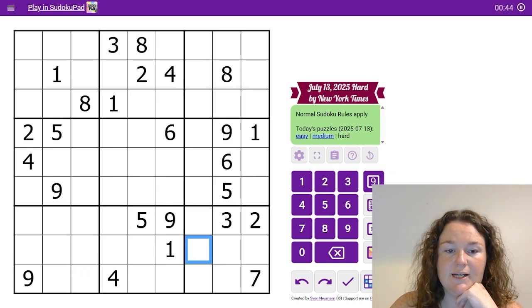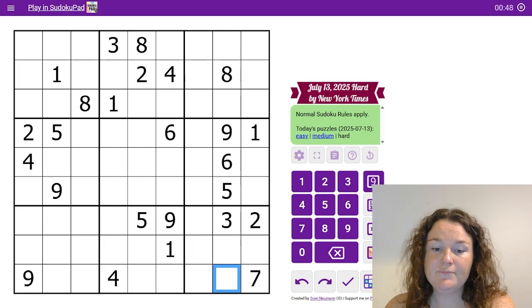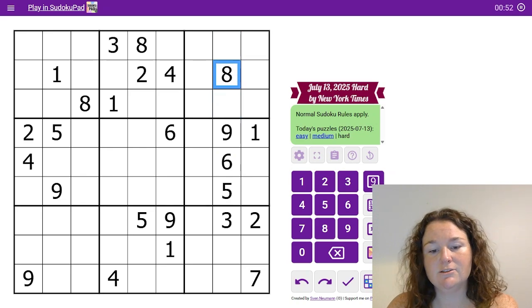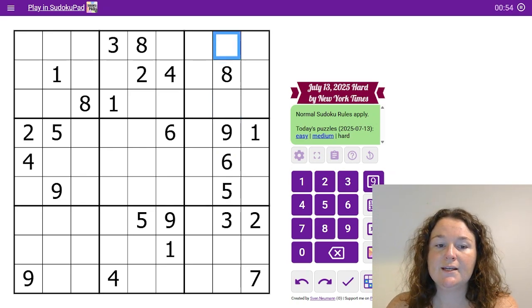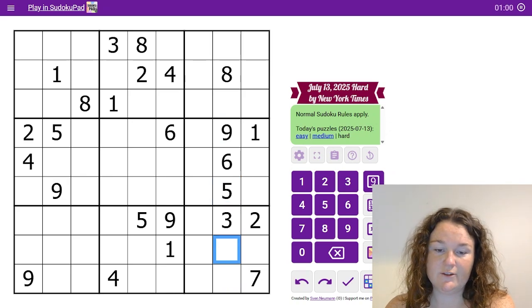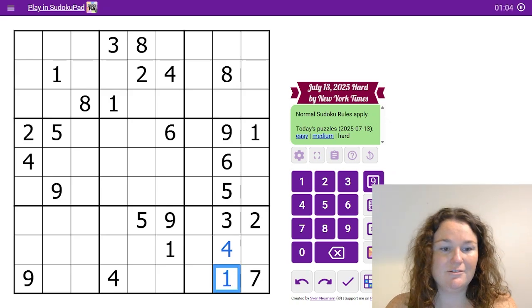Okay, the first thing I see is in this column, we need a 2 and a 7. 2 and 7 are in this box, so that leaves just these two cells where the 2 and the 7 can go. So if the 2 and the 7 go here and here, then these two cells have to be the 1 or the 4 for the rest of this column. 1's in this row, so 4 goes there, 4 is in that row, so 1 goes there.